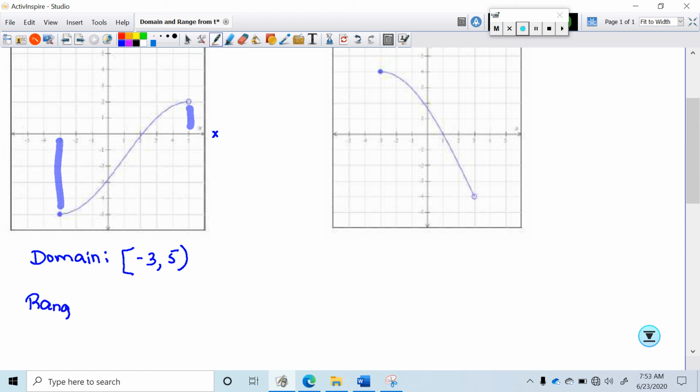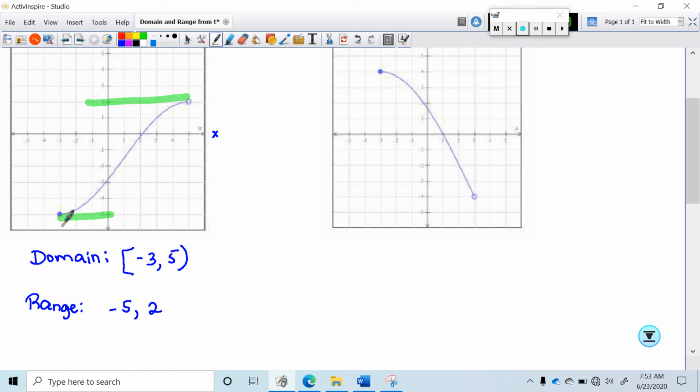Now the range is the y-axis. So let me go ahead and get rid of this marking here, and let's talk about the y-axis. So this graph on the y-axis falls here and ends there. So when you're reading the range, you go bottom up. The lowest number is -5. The highest number is 2. So that graph falls between -5 and 2 on the y-axis.